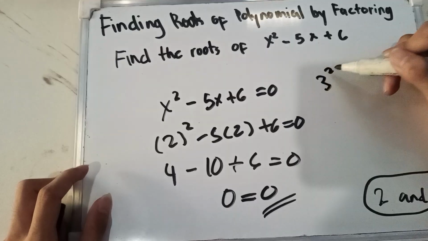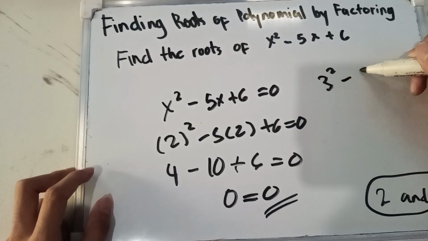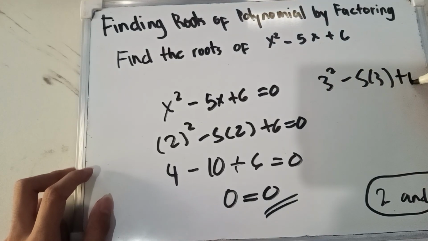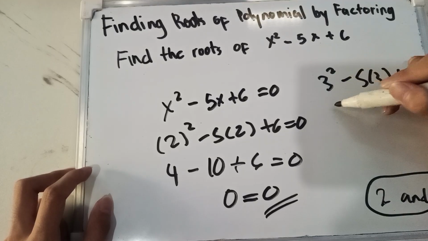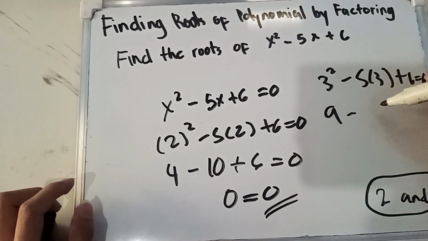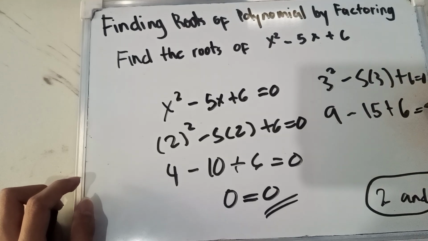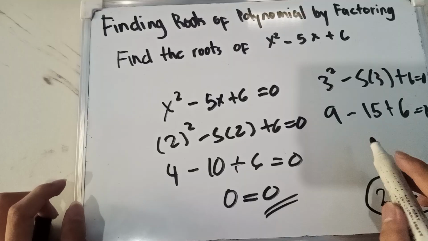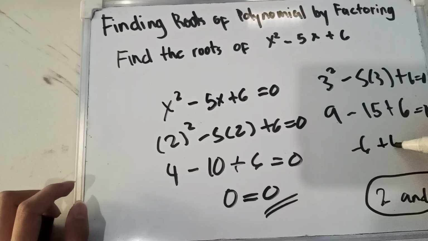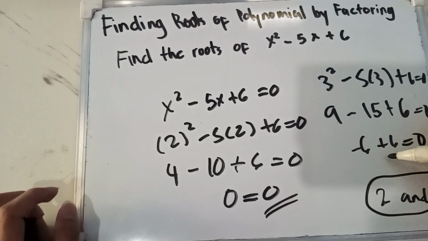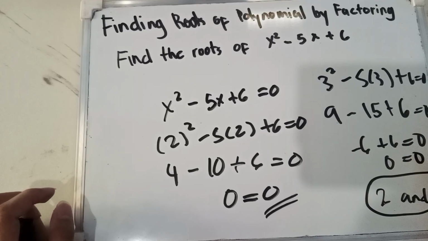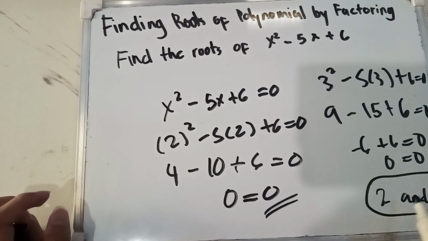So 3 squared minus 5 times 3 plus 6 is equal to 0. Now 9 here minus 5 times 3, that is 15, plus 6 is equal to 0. 9 minus 15 is negative 6, and negative 6 plus 6 is 0. Therefore 3 is correct, and this is our root.